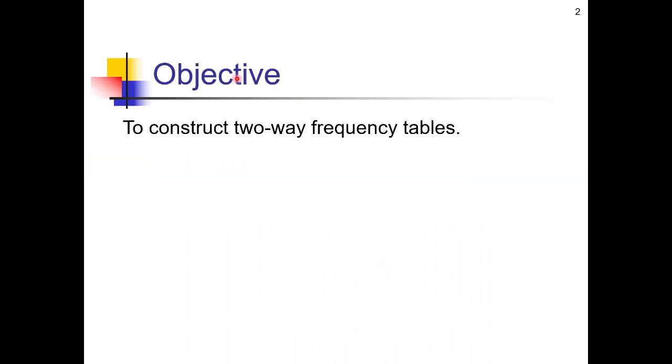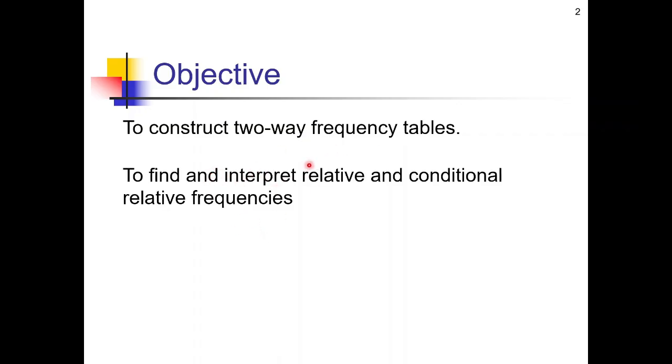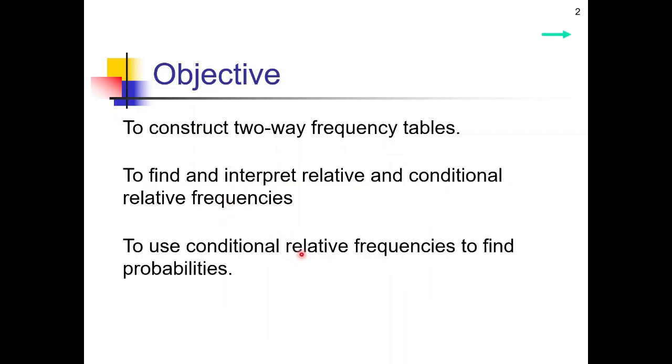In this one, we will be learning how to construct two-way frequency tables, and based off of that, we will also find and interpret relative and conditional relative frequencies, and then we'll also use conditional relative frequencies to find some probabilities. So let's see what all these big words are all about. We're going to start things off with some definitions.